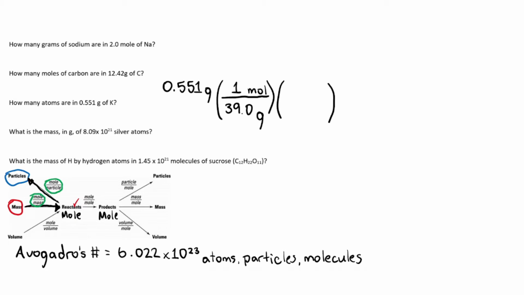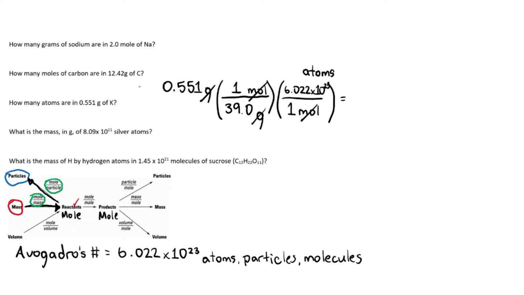And to get to particles, for every 1 mole of particles, you get 6.022 times 10 to the 23 molecules. So remember, this is, or molecules or atoms. This is atoms. Okay. Now we can cross the units out and we should be left with atoms. So grams, moles, left in atoms.